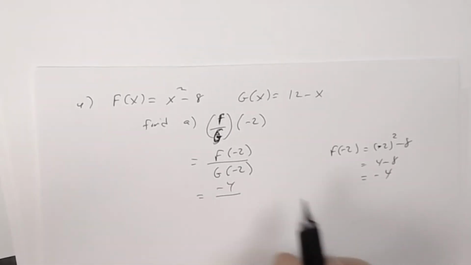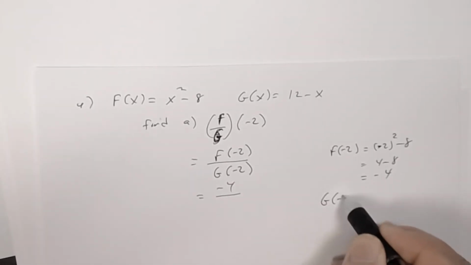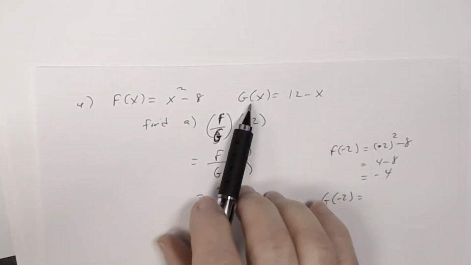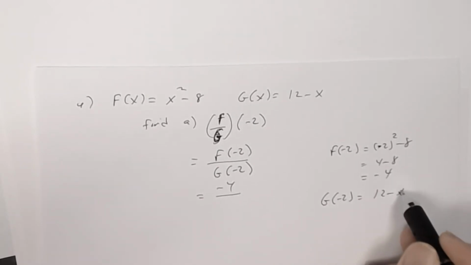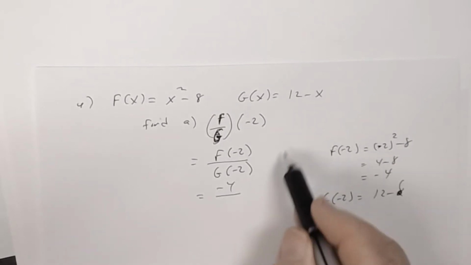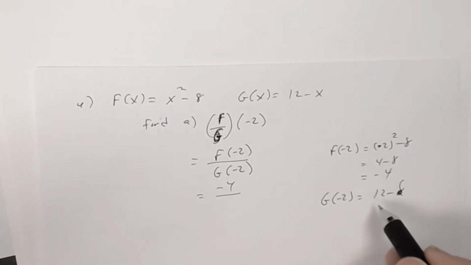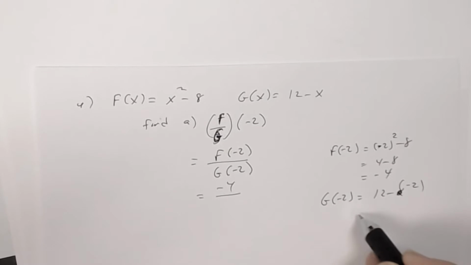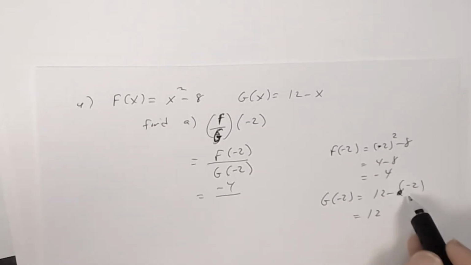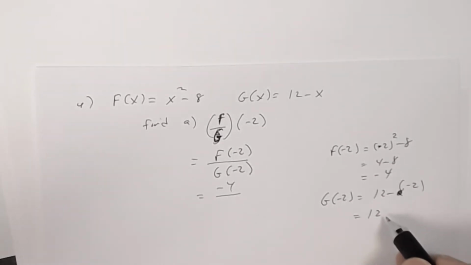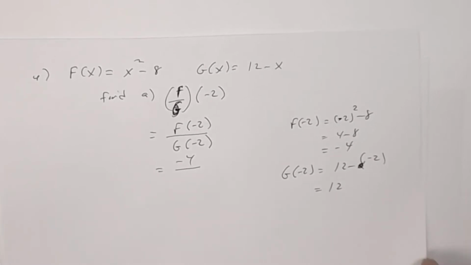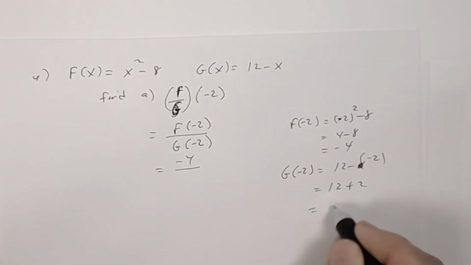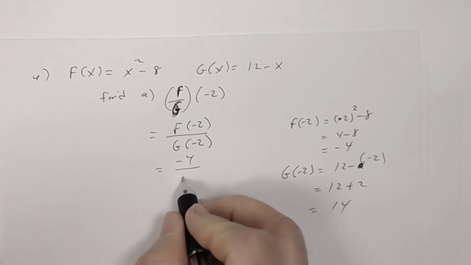We got this. The denominator, g of negative 2. So this time I'm going to go to my function g, capital G. And so I have 12 minus x. Oops, sorry. 12 minus x, and x is a negative 2, right? So this becomes 12 subtract a negative 2. And remember, this says 12 subtract a negative 2. So remember, you're going to need to change this to an addition problem. So when you change this to an addition problem, that becomes 12 plus 2, which is 14. So then this becomes 14.